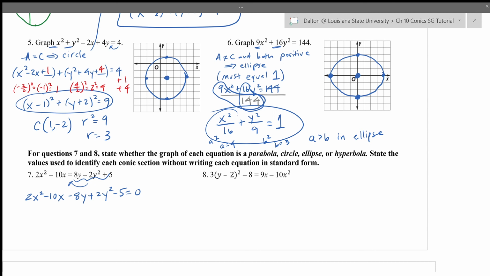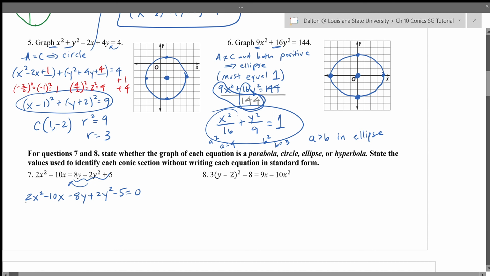Now, there's nothing being multiplied out. There's nothing we have to distribute. So once everything is set equal to 0, then you can go ahead and look at A and C. A is 2. A is always the number in front of your x squared term. C is always the coefficient in front of your y squared term, which is also 2. So since A is 2 and C is 2, anytime those are equal, we're going to have a circle.